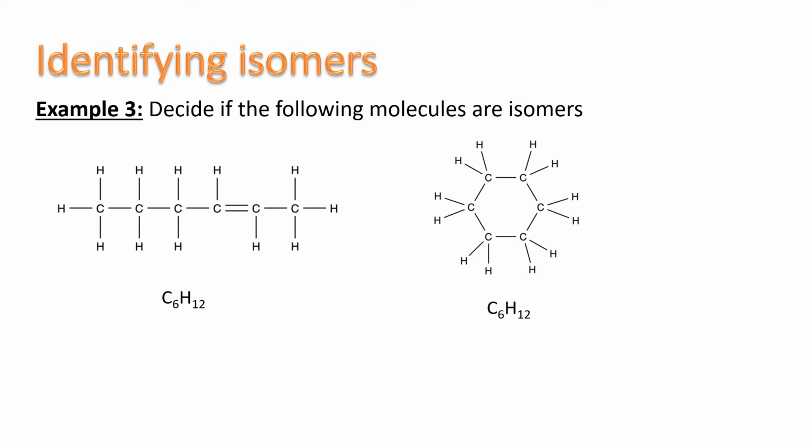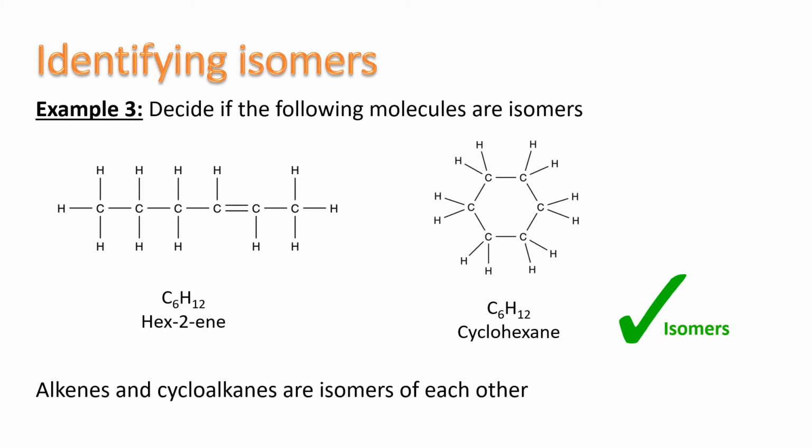So on the left, we have an alkene because there's a double bond. There are 6 carbons, and the double bond starts on carbon 2. That would be hex-2-ene. On the right hand side, we have 6 carbons in a ring structure. That would be cyclohexane. And so again, we have isomers. Now another general rule is that alkenes and cycloalkanes are always isomers of each other.